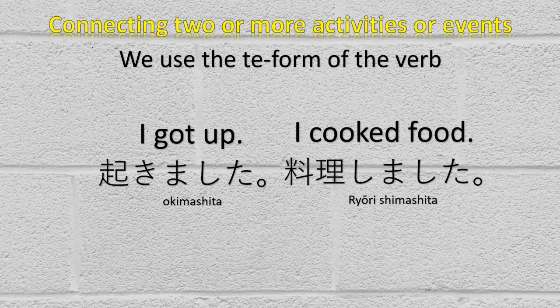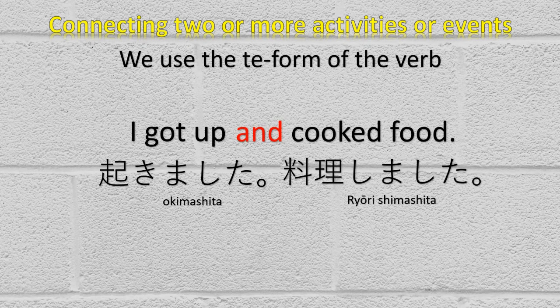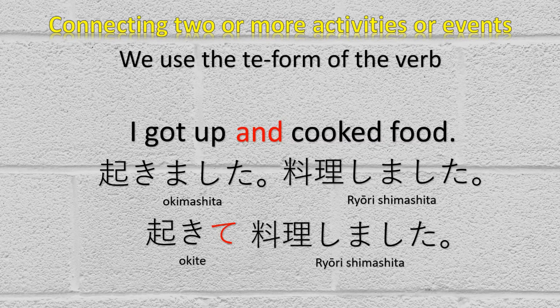So here, for example, we have two sentences. Okimashita, I got up. Ryori shimashita, I cooked food. Now, to combine these sentences using the conjunction in English, we use the te form of the verb. So here, okimashita becomes okite. Ryori shimashita. Okite, ryori shimashita. I got up and cooked food. Watashi wa okite, ryori shimashita.